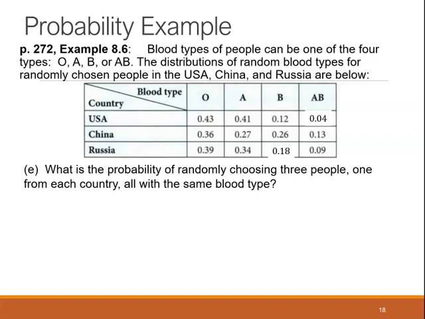So this would be both an "and" and an "or" question, right? So you could have O in US and O in Russia and O in China, or A in Russia, A in the US, A in China, or B in the US, B in China, B in Russia, or A, B in the US, A, B in China, and A, B in Russia. Everybody kind of see how it's both an "and" and an "or" statement?